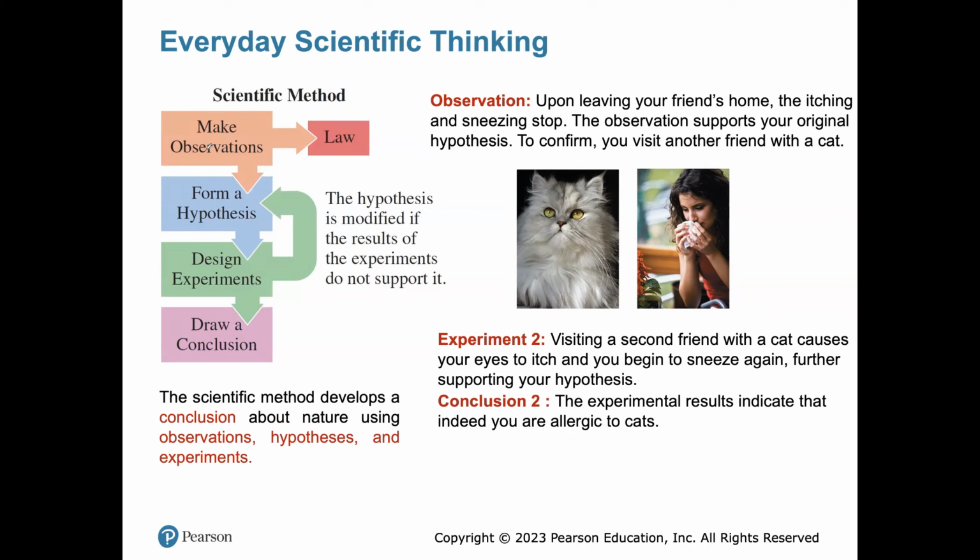So we start with the observation, then we form a hypothesis, then we design experiments, and we draw a conclusion. The hypothesis is usually modified if the results of the experiments do not support it, right? So based on several experiments, we keep modifying our hypothesis until we come to basically the definition, the theory that we show is correct, that explains our hypothesis.